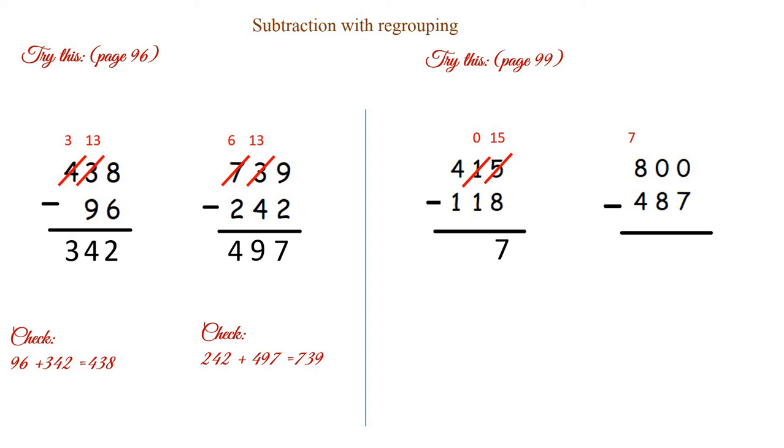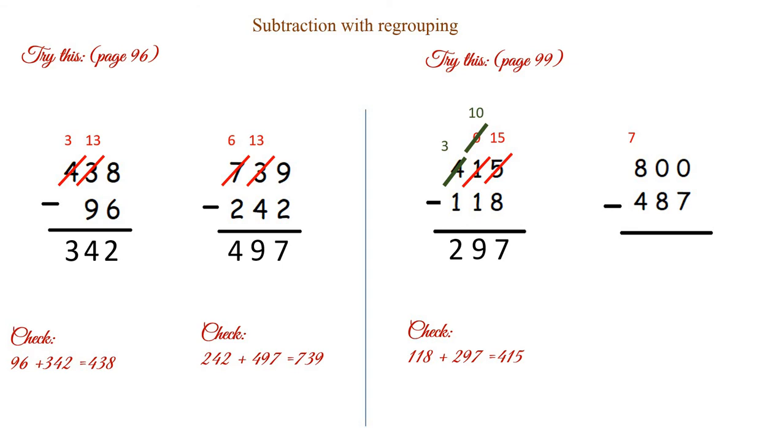Now 0 take away 1. It's not enough. So I need to go to the next door, which is the 400. So the 0 is going to be 10. And the 400 is going to be 300. And now it's going to be 9 and it's going to be here 200. Okay, if I want to check my answer, I add 118 plus 297 and the answer is going to be 415.